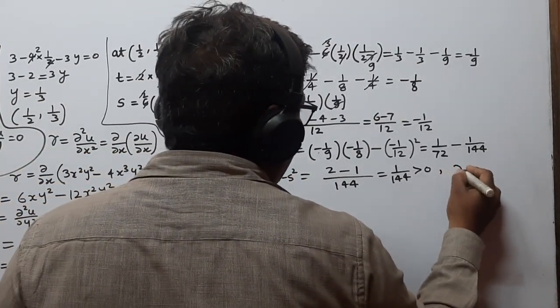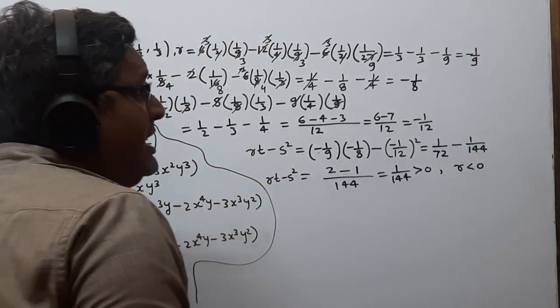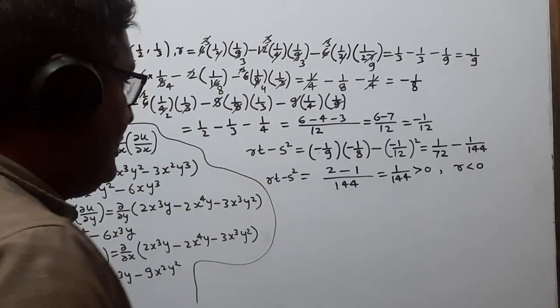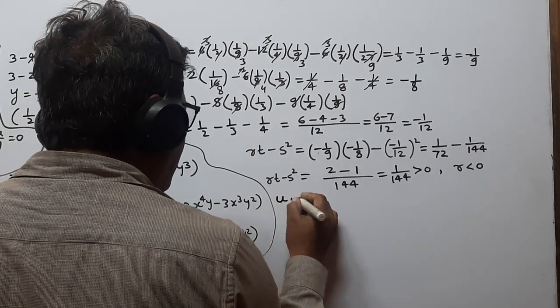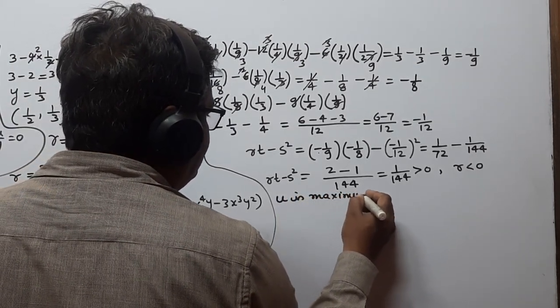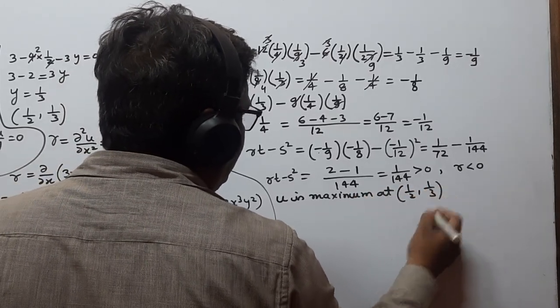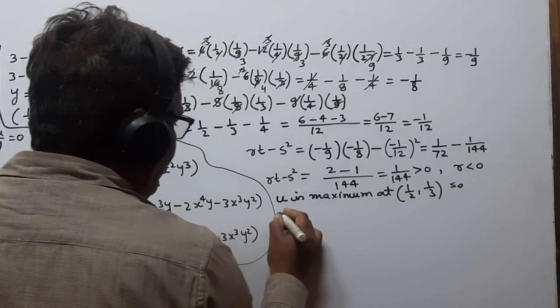And r is less than 0 because r is minus 1 by 9. So u is maximum at 1 by 2 comma 1 by 3.